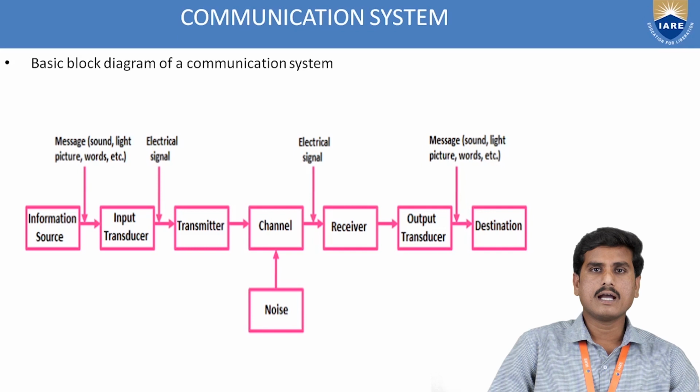The next one is the transmitter, which is used to transmit our signal. And we have a channel in between the transmitter and receiver. The channel is a connecting path, interface, or medium in between the transmitter and receiver. Basically, within the channel there is a chance of occurrence of noise. Here we can use different types of mediums: wireless mediums and wired mediums.